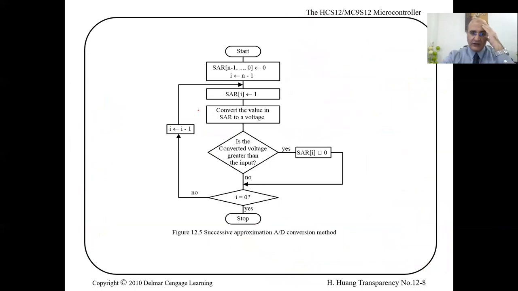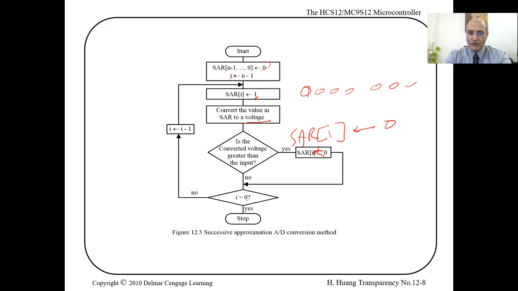And this describes the method. So the successive approximation register, from 0 to 7 if we're 8-bit, or 0 to 9 if we're 10-bit, is initialized at 0. And you set a counter that, if we're at 8-bit, counts 7 times, right? Then you put a 1 in the most significant bit, okay? Then you convert the value in the SAR register into a voltage through a digital to analog converter. Then you compare the converted voltage with the voltage coming in. If the converted voltage is greater, then, okay, this block should be an assignment, meaning SAR of I is converted back into zero.